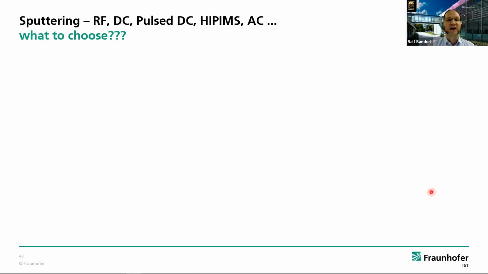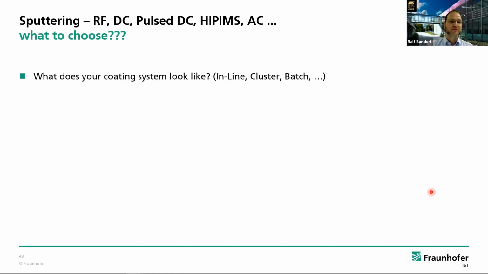So the question we started off with, we also want to close with. So what to choose? Maybe let's start with some aspects to consider. What does your coating system look like? Do you have an inline system? Have you a cluster machine, a batch coater? What's the environment you're dealing with? Do you have access to just a single cathode? Do you have two or more cathodes, one or two chambers? This will allow you, whether you have single operation, unipolar pulsing, whether you can go for a dual configuration, and so on. If you sort out this one, what comes next?